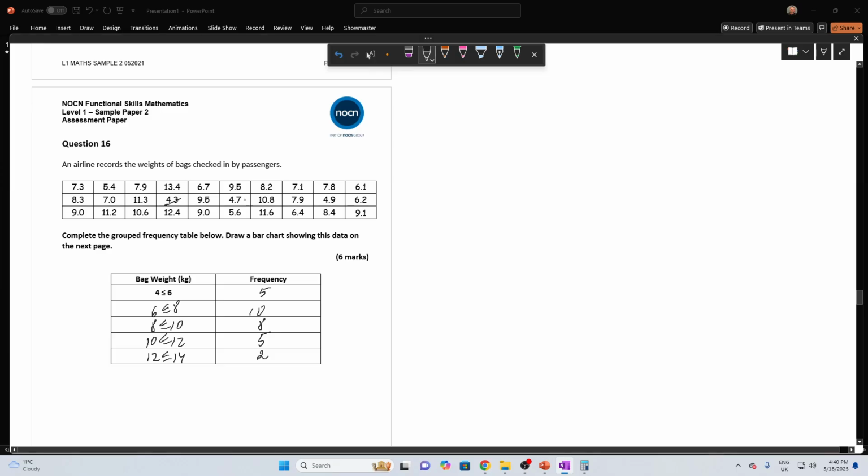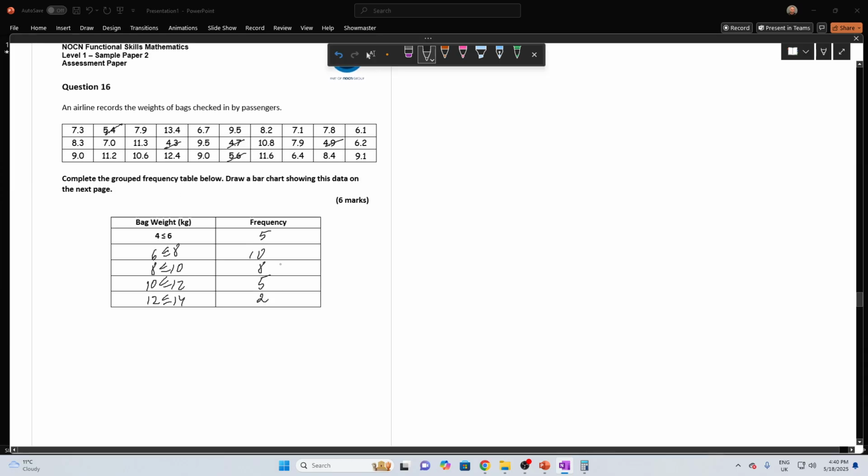So 4 and 6. So we have a 1, 2, 3, 4. Where is the fifth one? Here. 5, yes, and then the rest you count off the same way between 6 and 8.